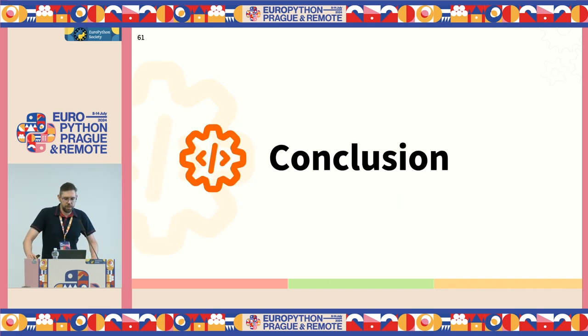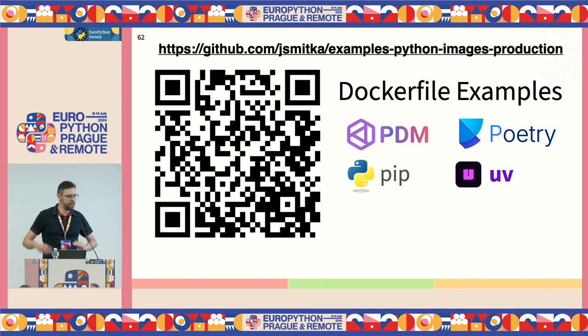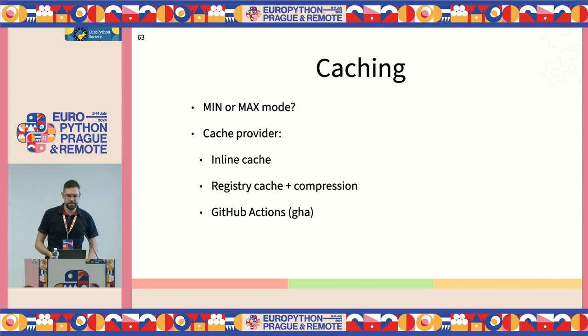Okay, time to wrap up. I might have overwhelmed you with a lot of information. To help you get started, I prepared a GitHub repository with example Dockerfiles for multi-stage builds. Each example uses a different tool to install dependencies. There are examples for PDM, pip, poetry, and UV. These examples also follow the recommendations I mentioned during the talk. You can just take the example and modify it for your app. I will also share the link to the repository on Discord.